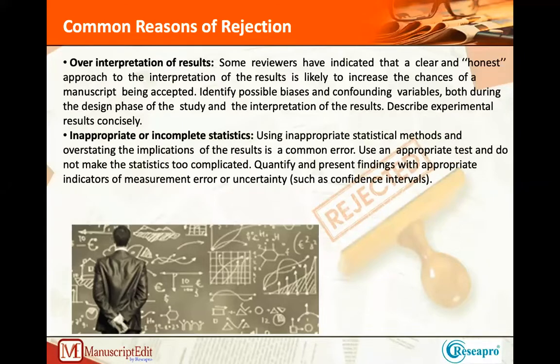Next is inappropriate or incomplete statistics. Application of statistics in the methodology and results section of a manuscript creates an extra edge over the others, statistics being the need of the moment. Precisely showing the results with application of statistical principles will increase the probability of acceptance of the manuscript. Use an appropriate test and do not make the statistics too complicated.